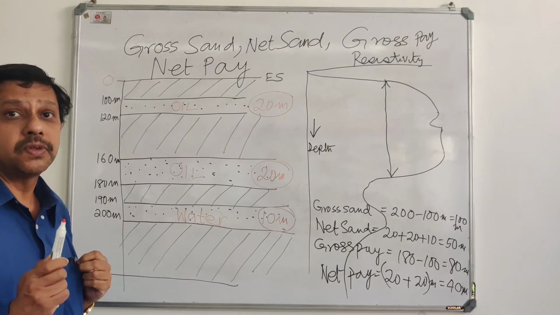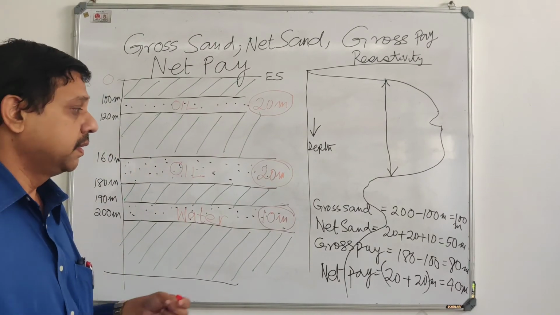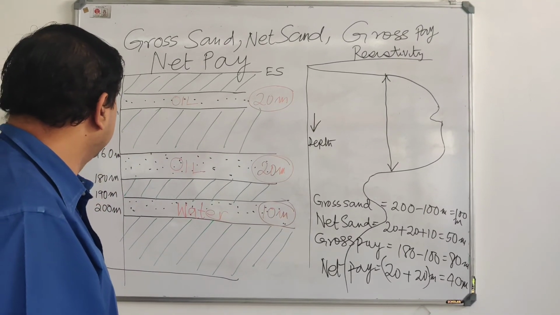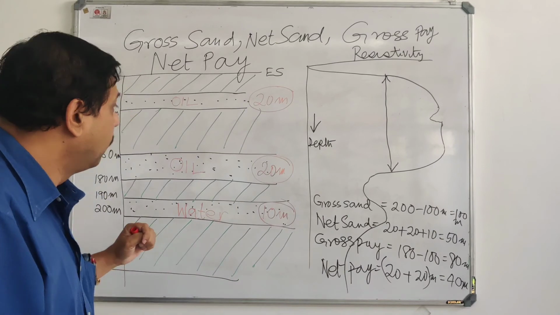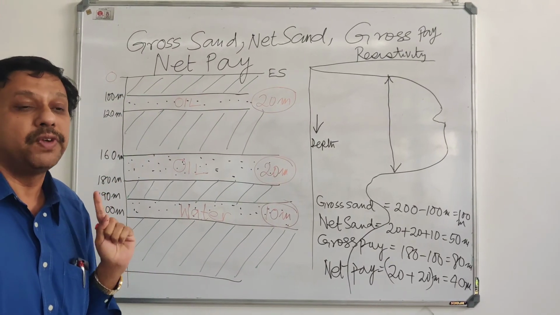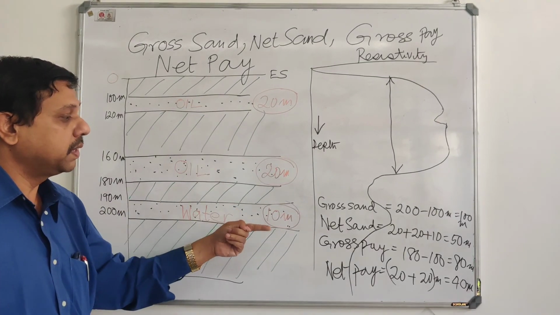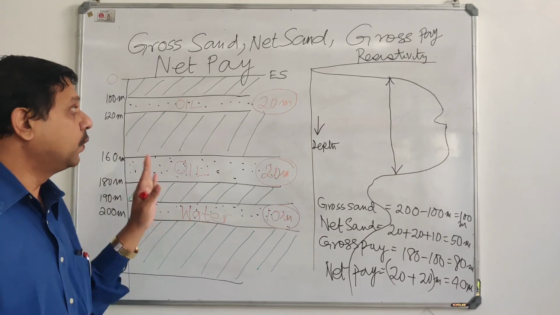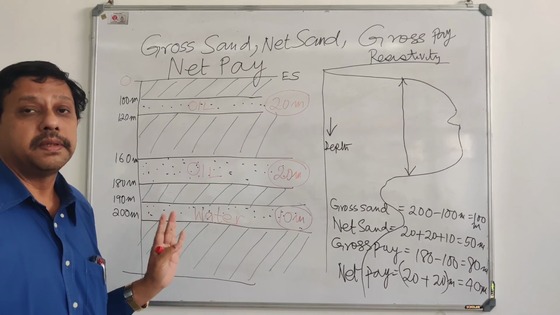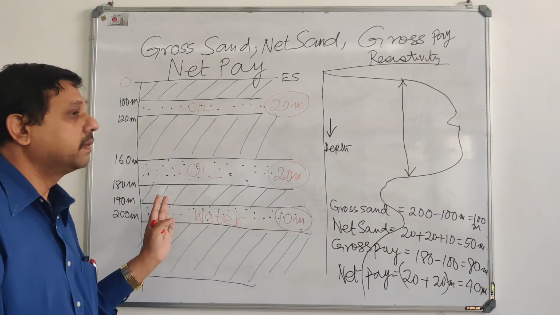But pay is talking about where the oil is or where the gas is. So the gross pay is 180 minus 100 meter, which is 80 meter, whereas the net pay is the 2 sand bands which are filled to the spill with oil, and that is 20 plus 20 meter, which is 40 meter. If you remember this figure, you will be able to calculate the gross sand, the net sand, the gross pay, and the net pay. Thank you very much.